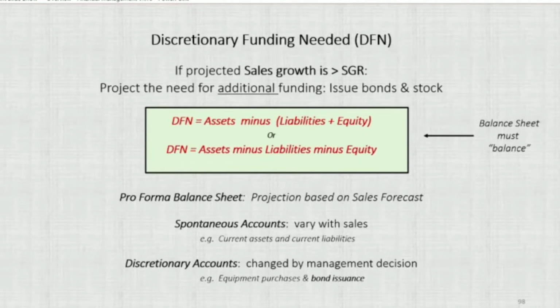Now, what if sales are projected to grow much faster than SGR? Then the firm needs to project the need for additional funding, the need to issue stocks and bonds. The formula for DFN, first of all, the formula in the sidebar is DFN is equal to assets minus the sum of liabilities and equity.